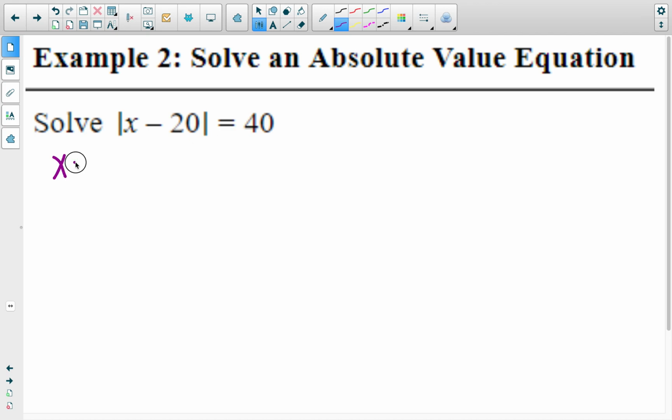So what happens is we'll remove the grouping symbols, and then we'll set up case 1, which is that x minus 20 equals positive 40. And then we'll set up the second case, which is that x minus 20 equals the negative part of this side, so -40. Those are our two options, and we're going to get two values for x.